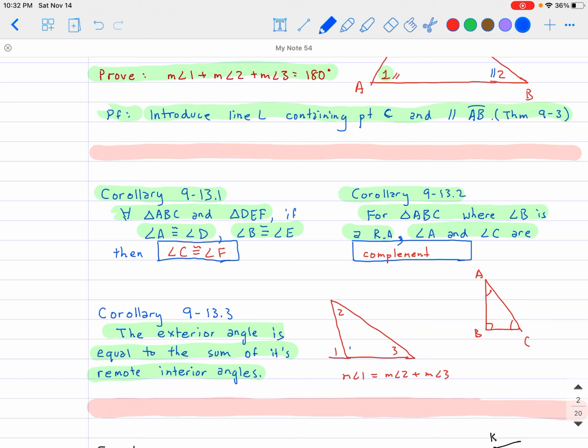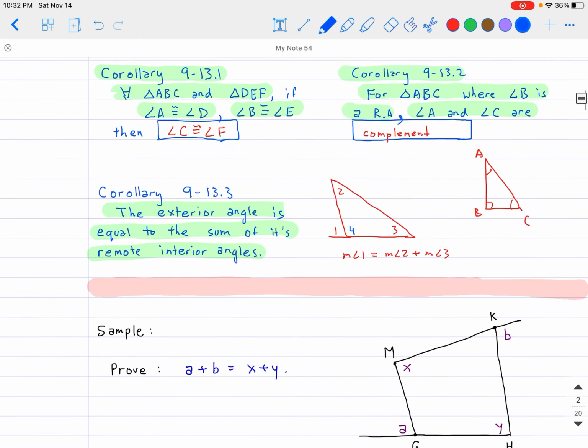The way we can prove that is to draw the linear pair to angle 1 over here. So we'll go ahead and call that angle 4. And then from there, maybe you can do some sort of linear pair and also Theorem 9-13 to say that they are all equal to 180 degrees, and a little bit of algebra to see how that works out then.